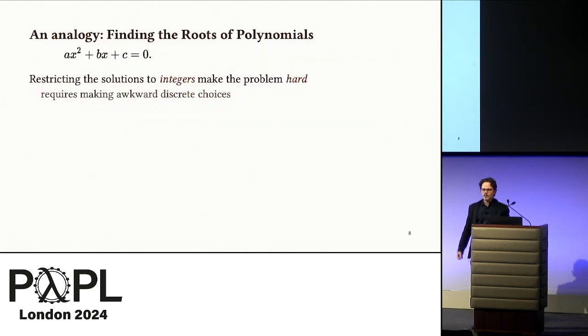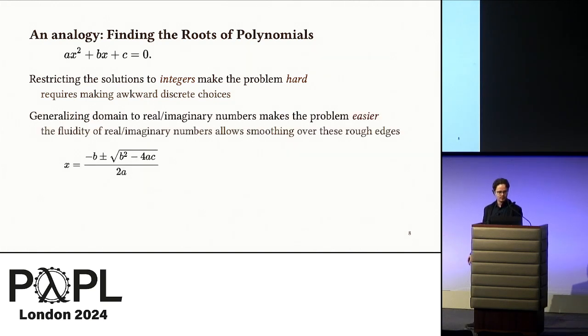And so let's use an analogy to explain what's happening. You're probably familiar with finding the roots of polynomials. And here's an example polynomial. And you probably know that we can solve these polynomials in the real and imaginary domains. But when you solve it in the integer domain, it becomes very awkward, right? Because you have to make discrete choices. Integers are much less fluid than real and imaginary numbers. So using imaginary numbers, you can have one solution, and these numbers are much more fluid and they smooth over the rough edges of integers, right?